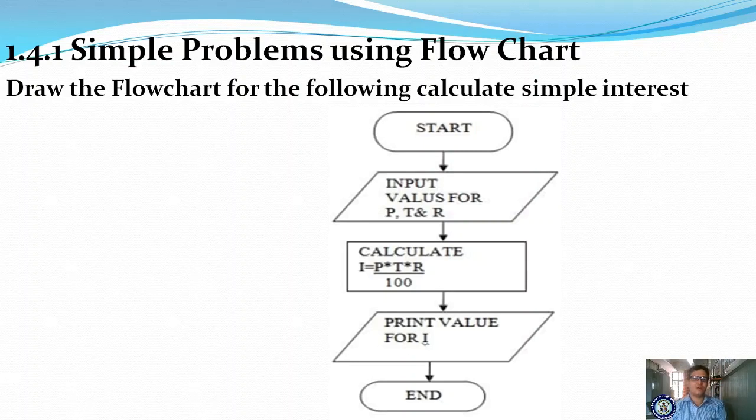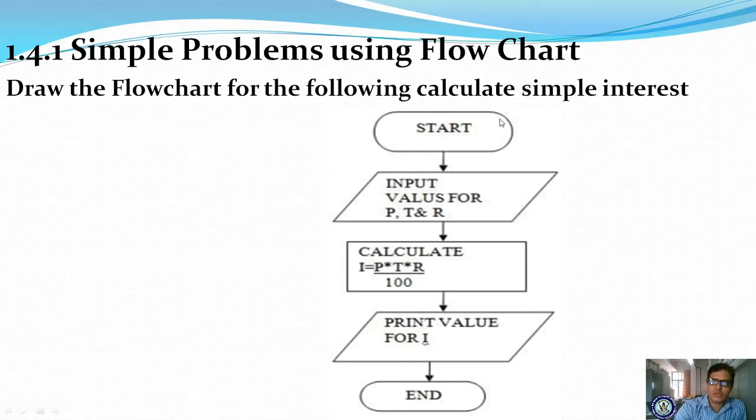Already we have drawn the algorithm for simple interest, right? We have solved it by using algorithms. Let us see what the question is. Draw the flowchart for the following: calculate simple interest. To calculate the simple interest, we have to write the algorithm and flowchart. You should be aware of what the question is asking in the question paper. If it is a flowchart, you just draw the flowchart. If it is an algorithm, you just write the algorithm only.